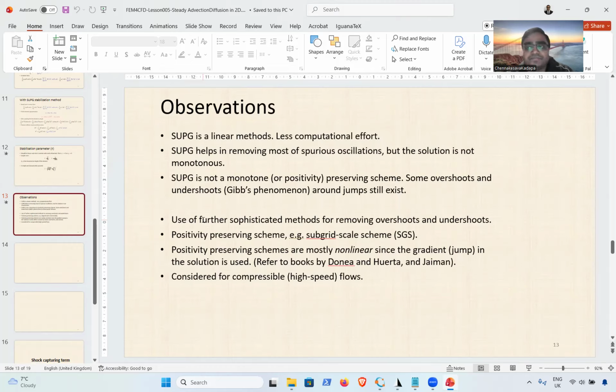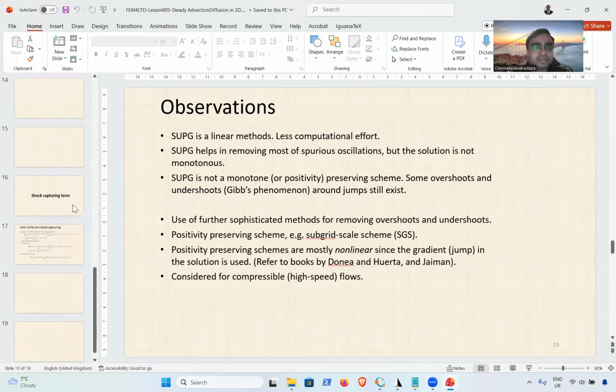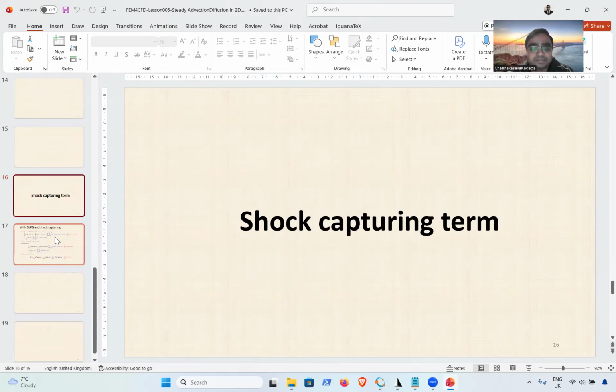There are a lot of sophisticated stabilization methods, for example subgrid scale terms and positivity preserving terms. We also have shock capturing terms, which do preserve positivity, that is, make sure that the solution is monotonic, but they become complicated because the formulation becomes non-linear. So, for example, we can add shock capturing terms.